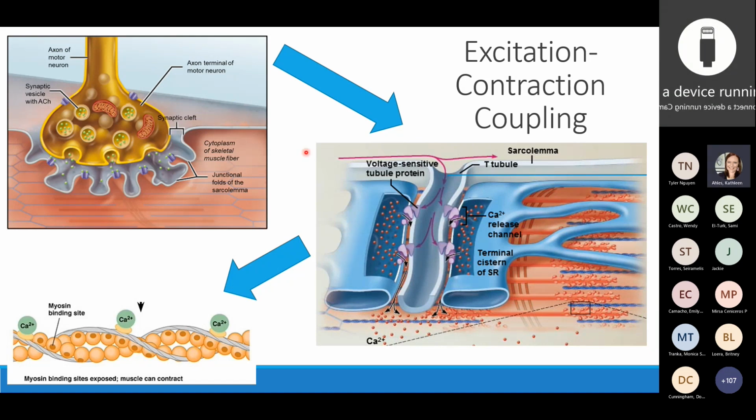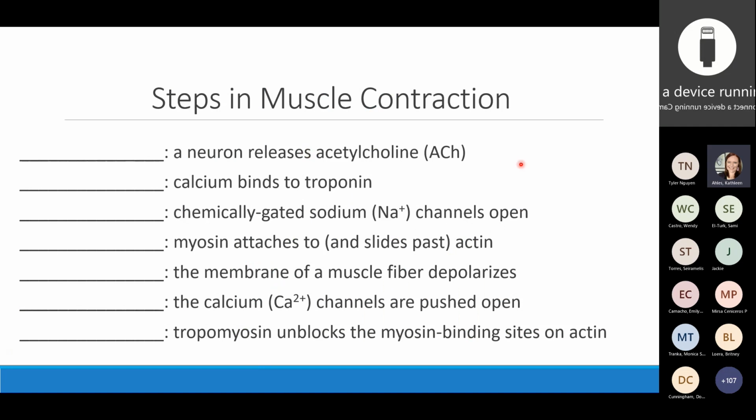I want to pause for a moment and give you a chance to put these steps of muscle contraction in order. Now, I want to help you with this because it looks really scary up front, all of these big technical words. But let me help you out with this. When we're talking about excitation-contraction coupling, we always have to start with the nervous system.